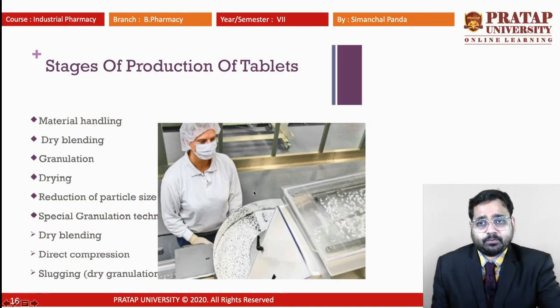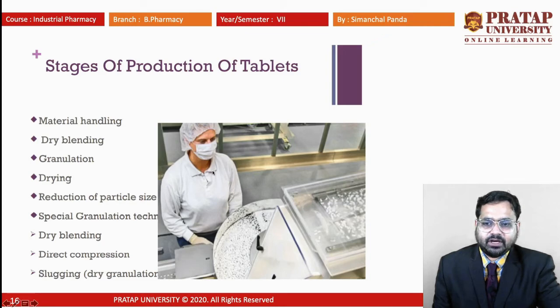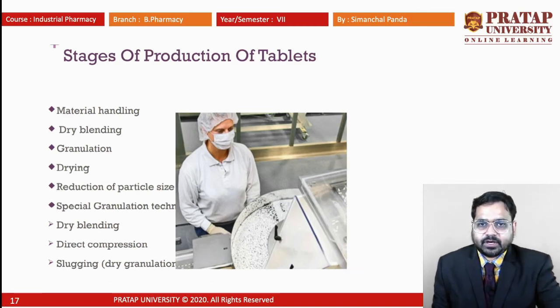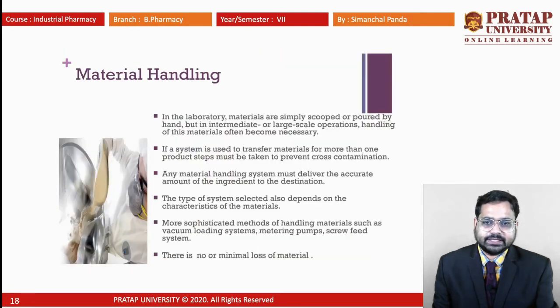So the stages of production of a tablet: material handling, dry blending, granulation, drying, reduction of particle size, special granulation techniques, dry blending, direct compression, slugging, etc. So these are the different stages which we have studied earlier in Industrial Pharmacy 1. The stages of production of a tablet are continuing, like dry blending, granulation, drying, reduction of particle size, special granulation techniques, direct compression, slugging.